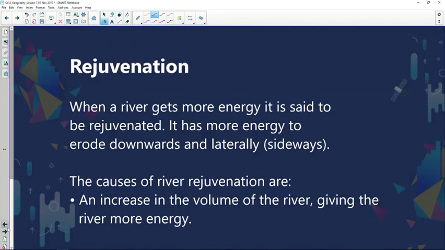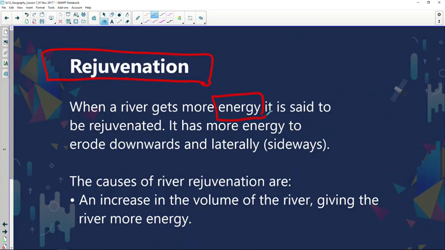Now, rejuvenation, if we just quickly define the term, this is when a river gets more energy. Now, it rejuvenates itself. It means almost like getting a fresh breath of air. You rejuvenate yourself. Like for instance, let's say you drink a Red Bull. All of a sudden you get more energy. Basically, it's when a river gets more energy. Almost like drinking a Red Bull.